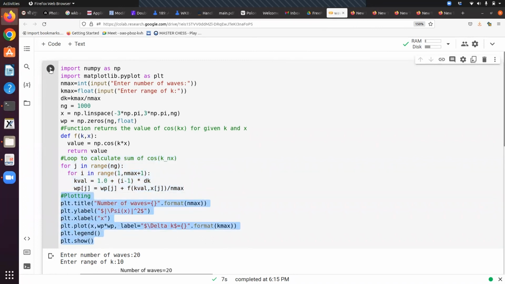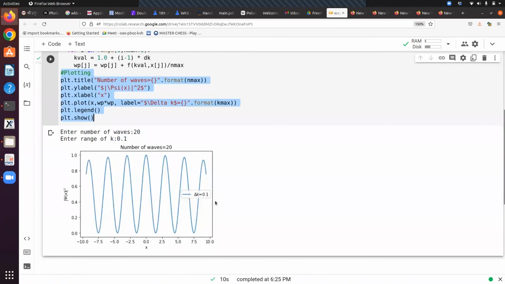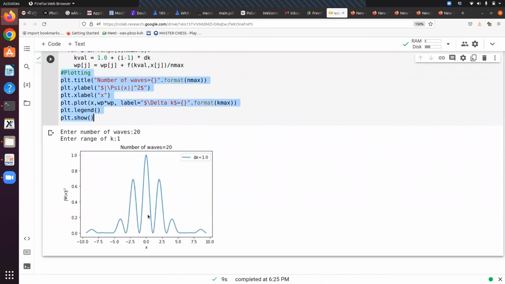Let us run the code for some values. So it is asking for the number of waves. So we entered 20 and range of k we entered 0.1. So this is how the wave packet looks like. Now we again enter the number of waves to be equal to 20 and the range of k is equal to 1. And this is how the wave packet looks like.